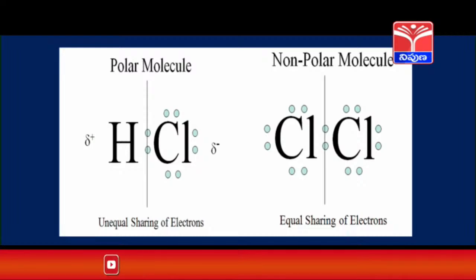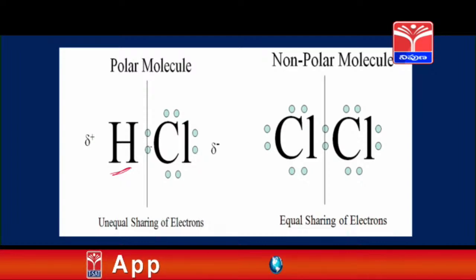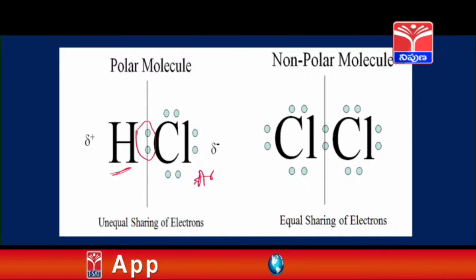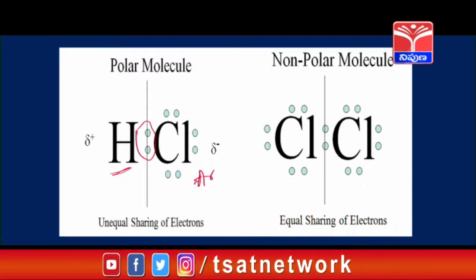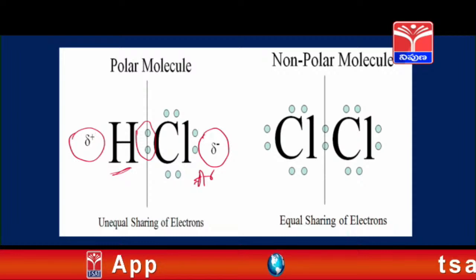Hydrogen chloride, which we call hydrochloric acid. See, the hydrogen has acquired the noble gas configuration when it makes use of the pair of electrons. Hydrogen resembles helium, and chlorine, when it makes use of the shared pair of electrons, acquires the configuration of argon 18. But what happens here? There is unequal sharing of electrons. Most of the electrons are located on the chlorine side. That is why a delta minus charge is developed on the electronegative chlorine, and on the hydrogen side a delta plus charge is developed.